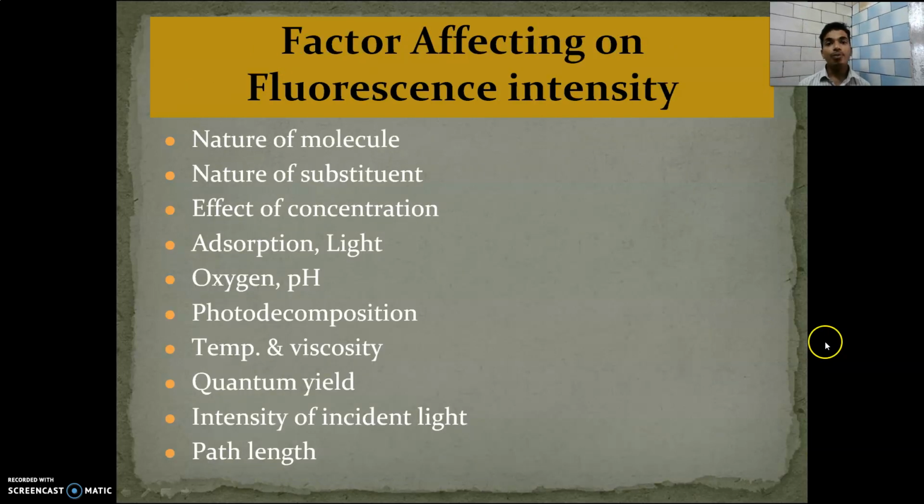Then an important thing is the factors affecting fluorescence. There are lots of factors: the nature of the molecule, nature of the substituent, effect of concentration, absorption, light, oxygen, pH, photodecomposition, temperature and viscosity, quantum yield, intensity of the incident light and path length. So these are the many factors that affect the fluorescence intensity.